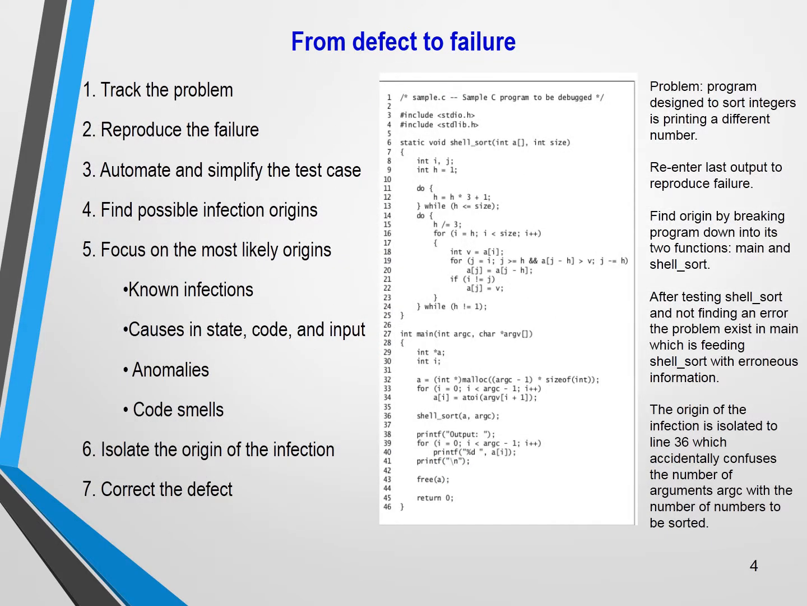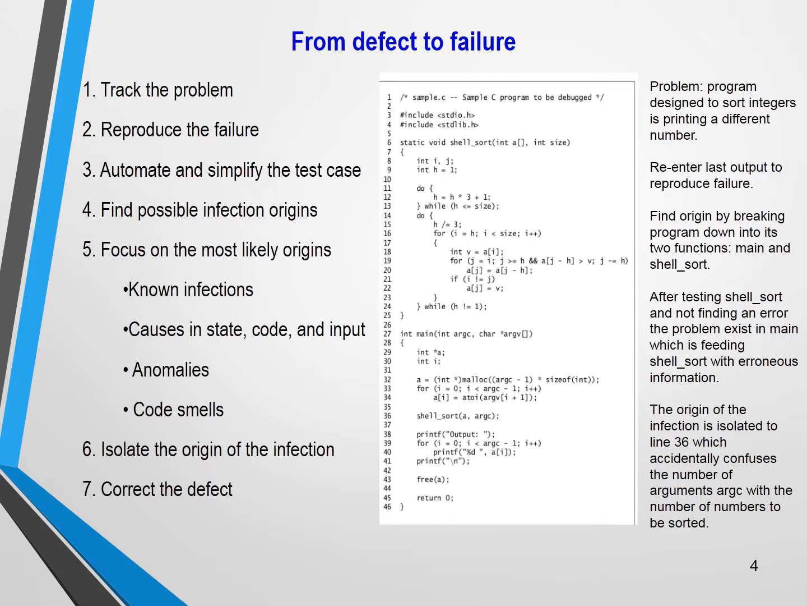If a defect is found, first track the problem and then reproduce the failure. Try to automate and simplify the test case. Find possible infection origins. Focus on the most likely origins, such as known infections, causes in state, code, and input, anomalies, code smells. Then isolate the origin of the infection and correct the defect.